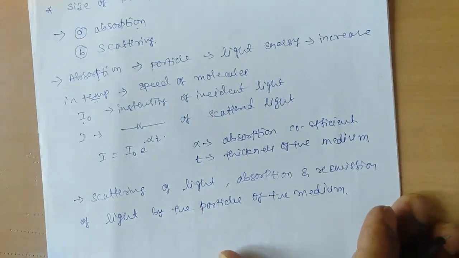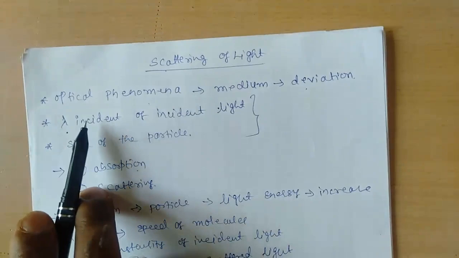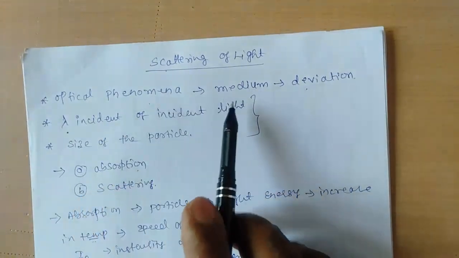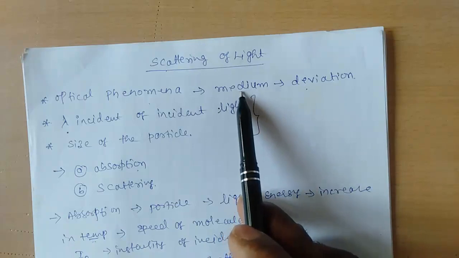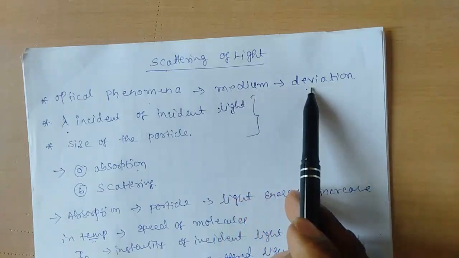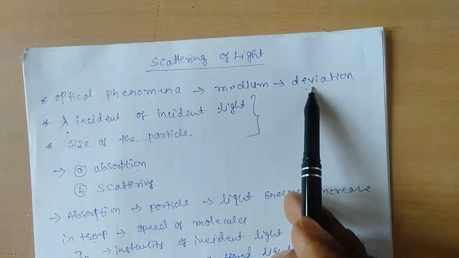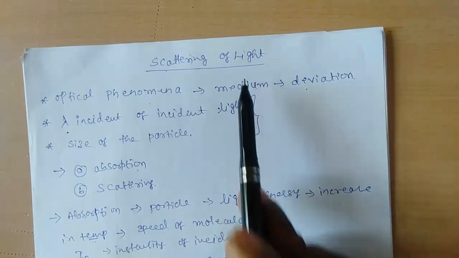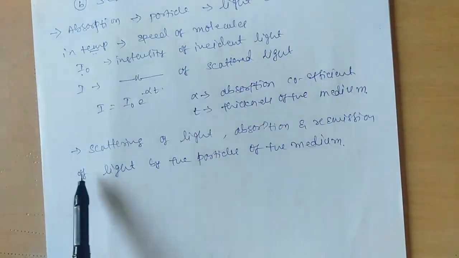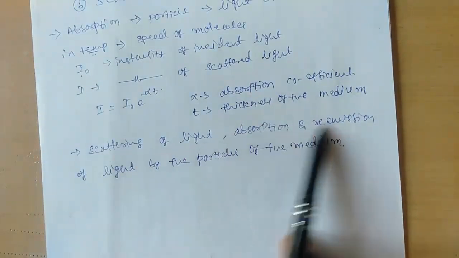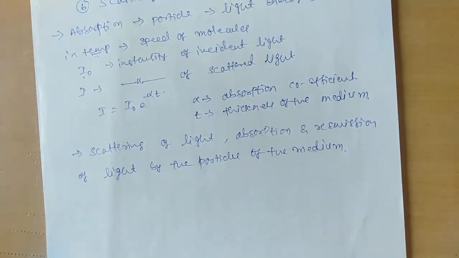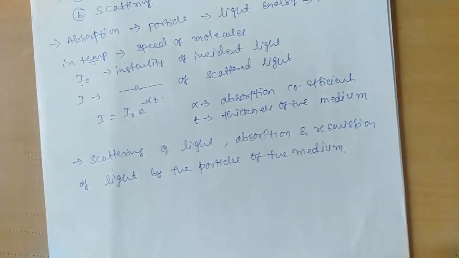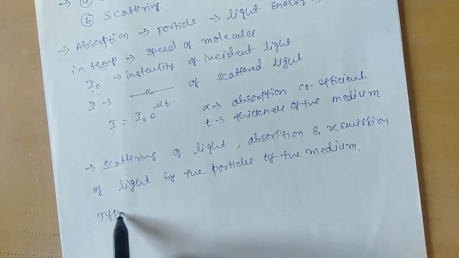So there are two simple definitions. One is that it is an optical phenomenon in which, whenever light enters any medium, there is a deviation or change in the direction of the incident light. The other definition is the absorption and re-emission of the light by the particles of the medium. So now, types of scattering.